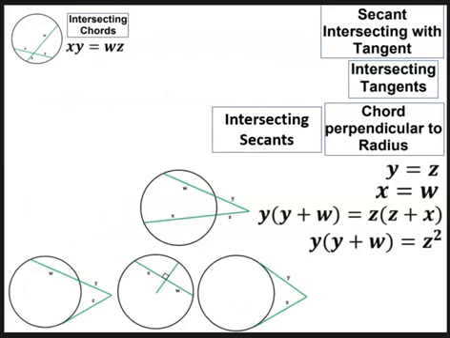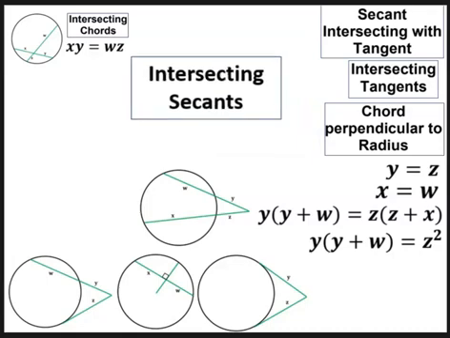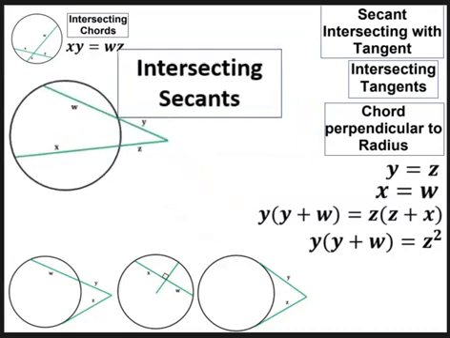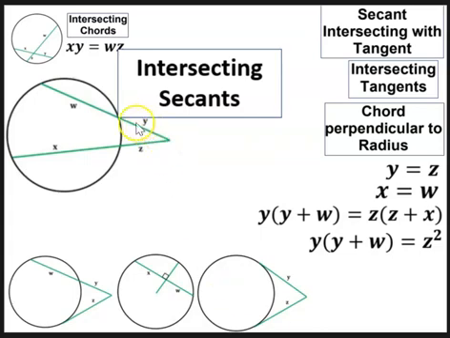Next, let's look at a circle that shows two intersecting secants. Remember that a secant passes through a circle in two different places. The relationship that exists here is that you can multiply the length that is on the outside part of the secant times the whole secant, and that will equal the same thing as the length of the outside part of the other secant times the length of the other whole secant.